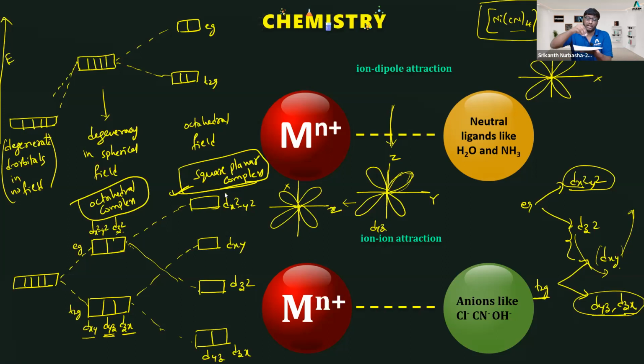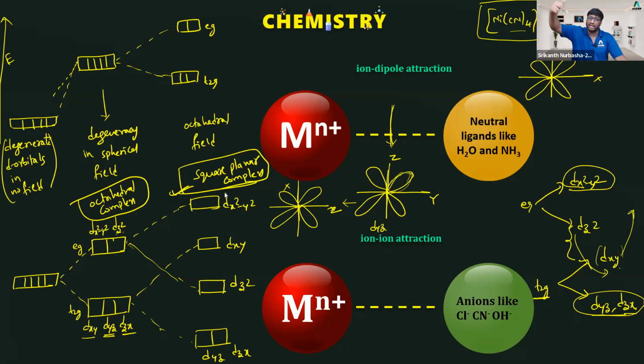Like we have a metal ion here at the origin. If ligands are coming along plus x, minus x, plus y, minus y, plus z, minus z, do we have a tetrahedron formation? We do not have a tetrahedron formation, right? If the ligands are coming along the axis, that is not at all a tetrahedral complex. So ligands are not coming along the axis, they are coming in between the axis.